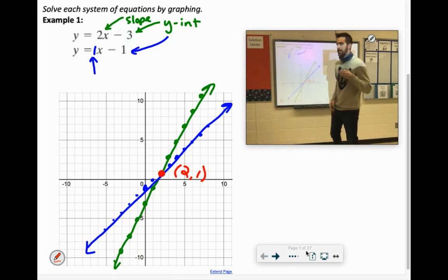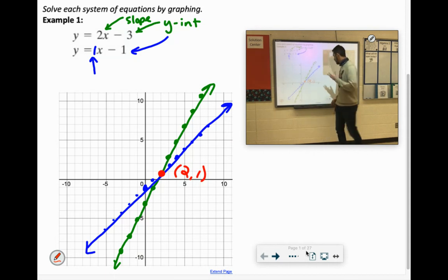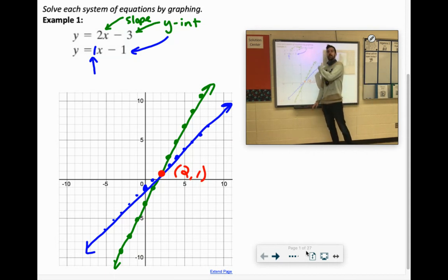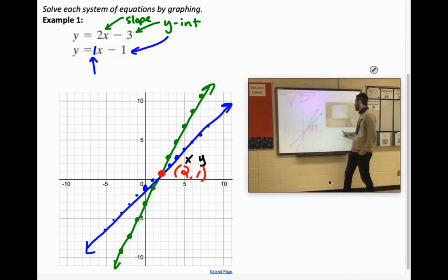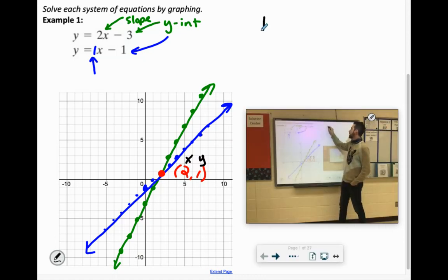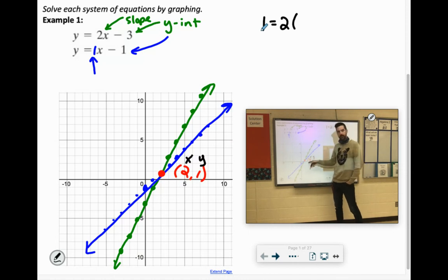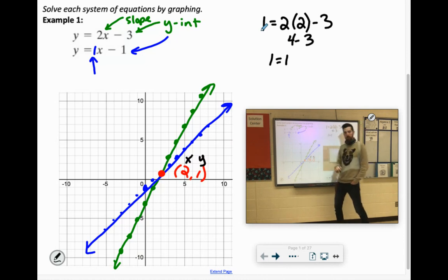We always write our answer as a coordinate, which again, the answer is where these two lines cross each other. Now, these are nice because you can test that coordinate and make sure that it works. So if we put those in, 2 and 1, remember 2 is our x, 1 is the y. If we substitute those back into the original equation, the first one says y equals 2x, and x is 2, minus 3. 2 times 2 is 4, minus 3 is 1. So you end up with 1 equals 1.